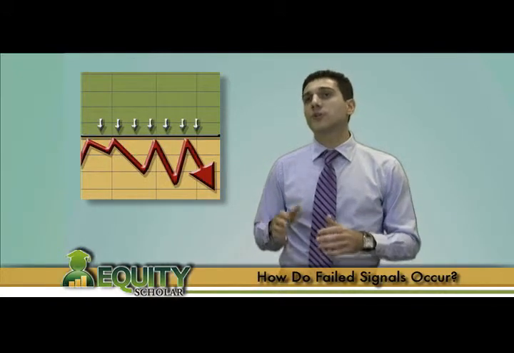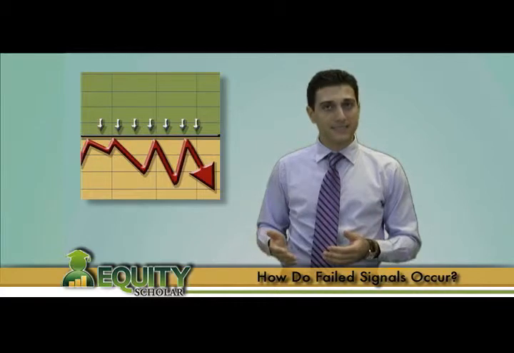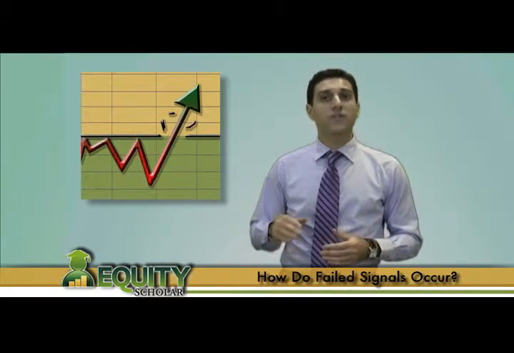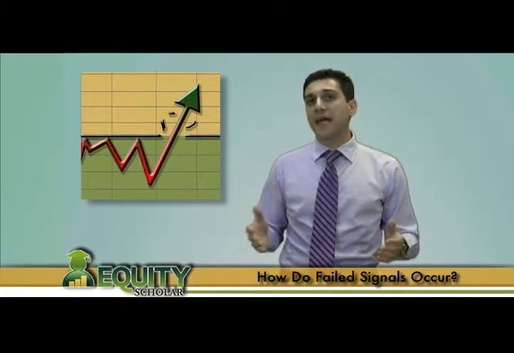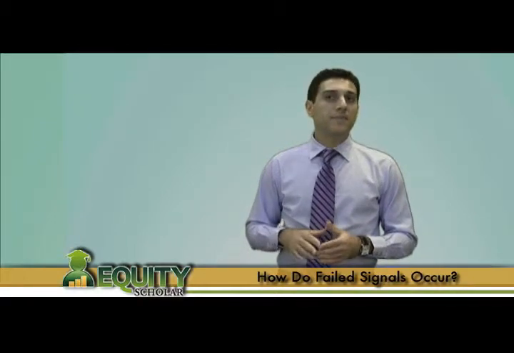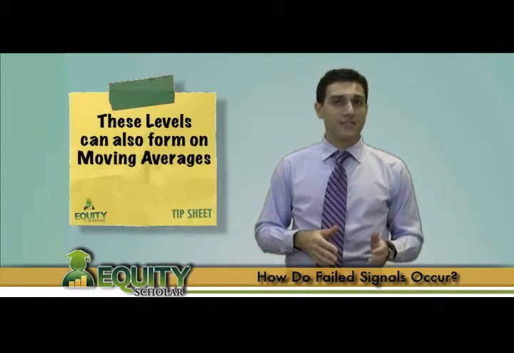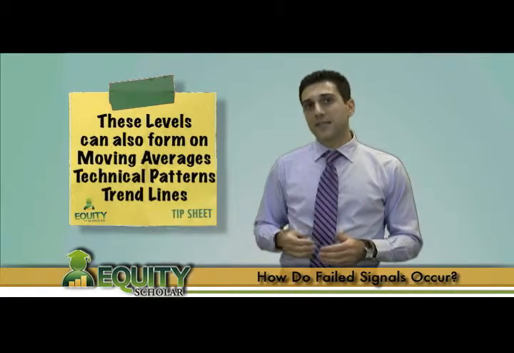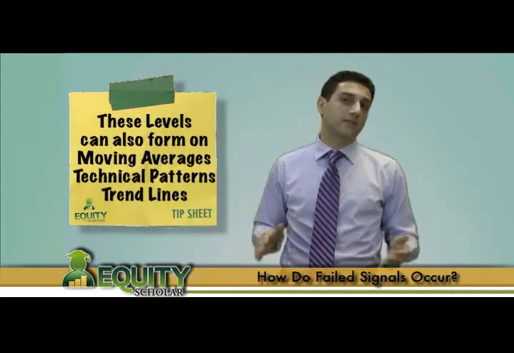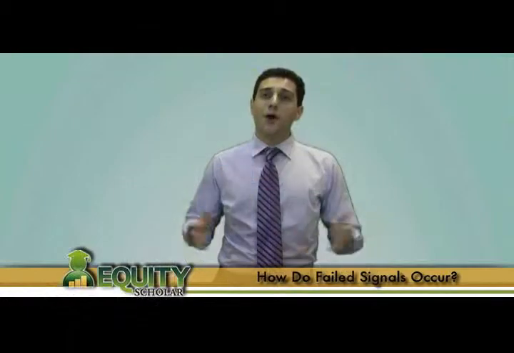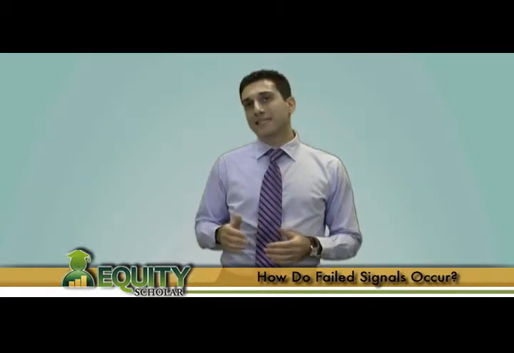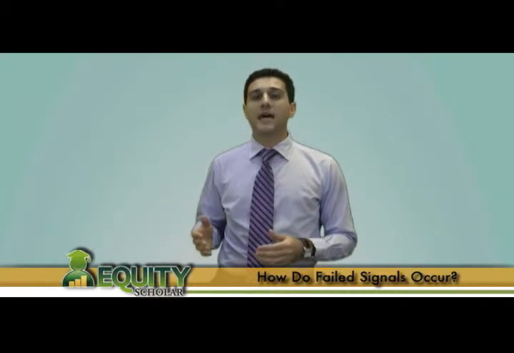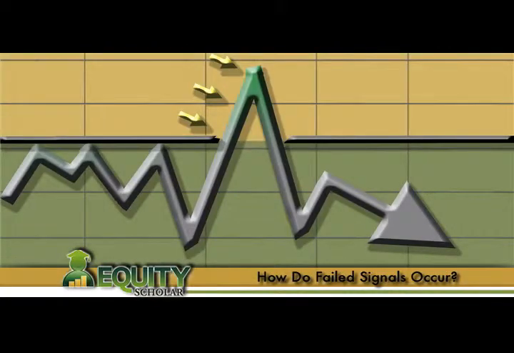Moreover, when the large limit order creating the level of support or resistance is broken through, typically a flood of orders come in, thus causing quick prints on the tape and a dramatic move in price. Now, keep in mind that these levels can form on moving averages, technical patterns, trend lines, just as easily as the typical horizontal support or resistance level. Okay, so what does all of this have to do with failed signals? Well, when the flood of orders cannot create enough momentum to carry a stock through a level, price action reverses, causing the trend to change direction.